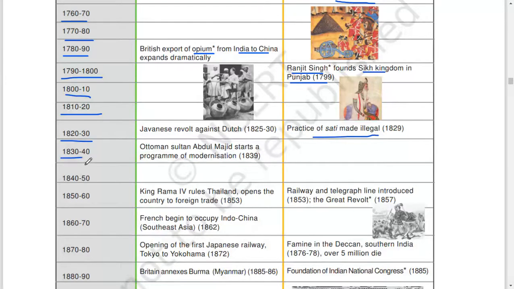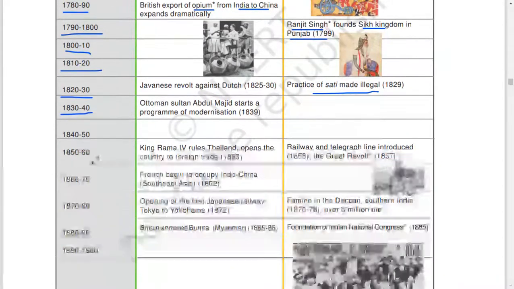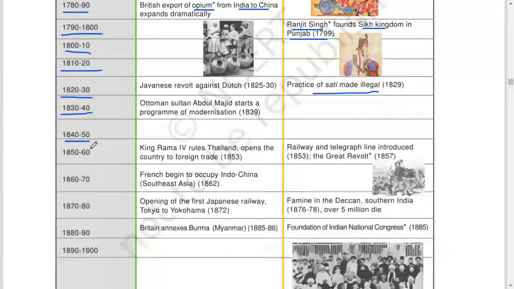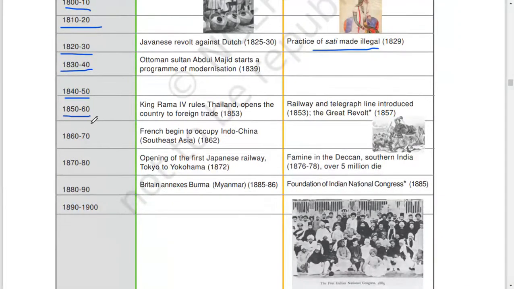1830 to 40, Ottoman Sultan Abdulmejid starts a program of modernization, 1839. 1840 to 50. 1850 to 60, King Rama IV rules Thailand, opens the country to foreign trade. 1853, railway and telegraph line introduced. The Great Revolt, 1857.